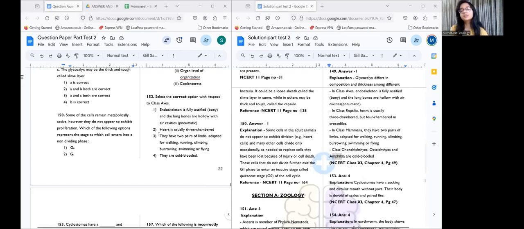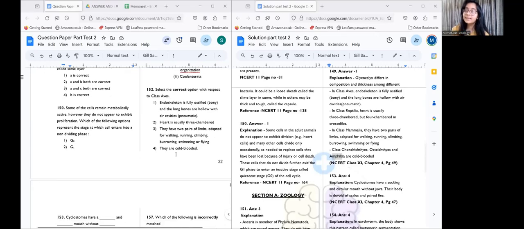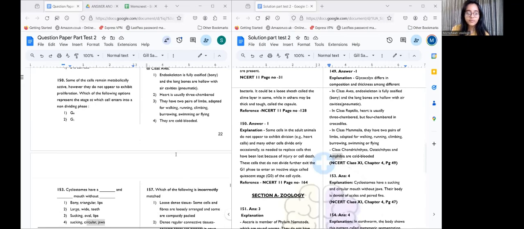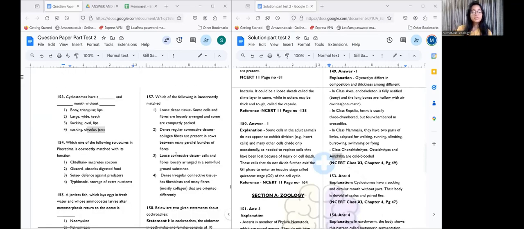Other options we can check for are the heart is usually three chambers. So no, the heart for aves is not three chambered. Who has a three chambered heart? Reptiles have a three chambered heart. Though crocodiles have a four chambered heart, even though they are reptiles. Moving on to the next option, which is they have two pairs of limbs. So no, birds do not have two pairs of limbs. Mammals have two pairs of limbs. And they are cold-blooded. So no, who are cold-blooded? Amphibia are cold-blooded. Chondrichthyes or Osteichthyes are cold-blooded. So yeah, moving on to the next question, which is 153. Cyclostomes have dash and dash mouth without dash.